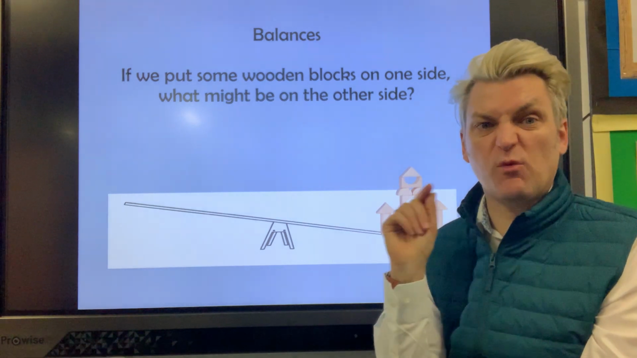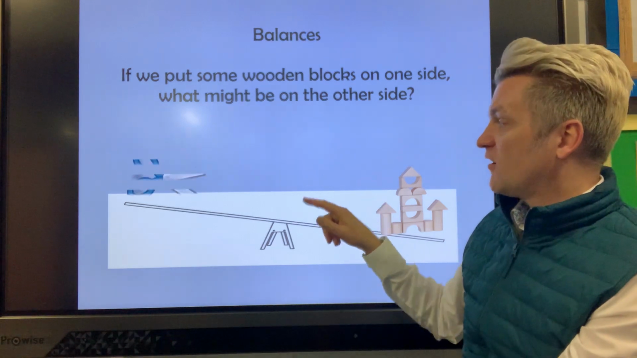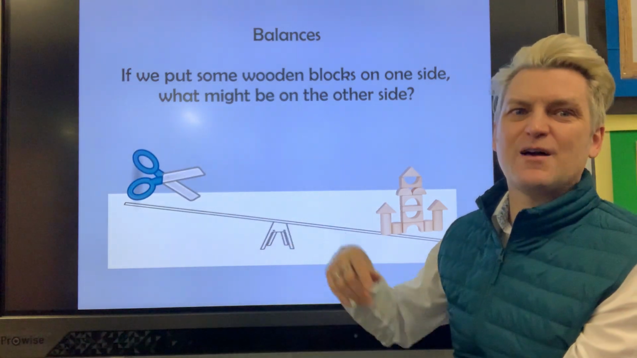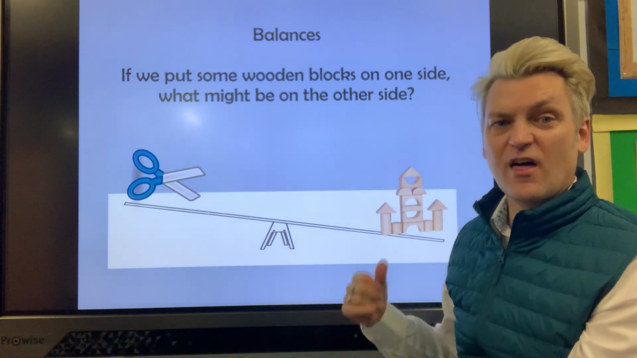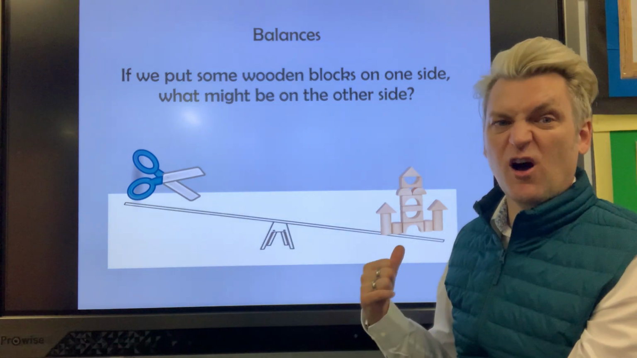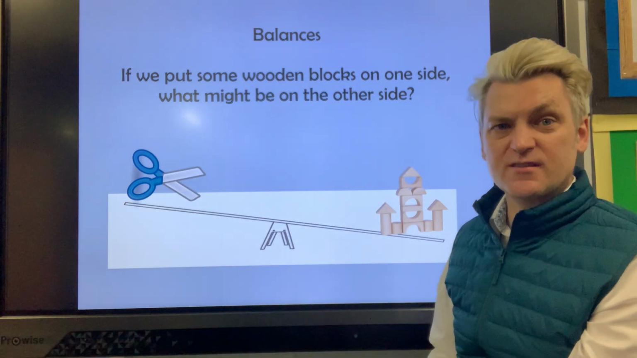Shall we have a look and see what we've got on here though? Let's have a look. Oh, I put a pair of scissors. So scissors are lighter than the wooden blocks, and the wooden blocks are heavier than the scissors.